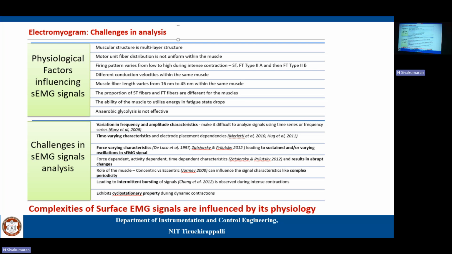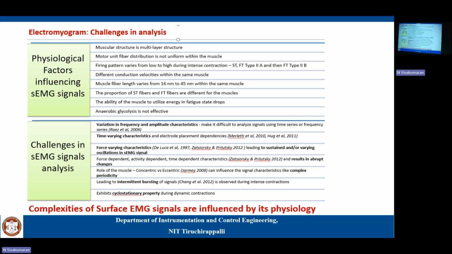We also characterize it: you see in the literature that these signals are non-linear, and of course non-stationary. Non-stationary means the characteristics of the signal, the frequency characteristic, change with time.